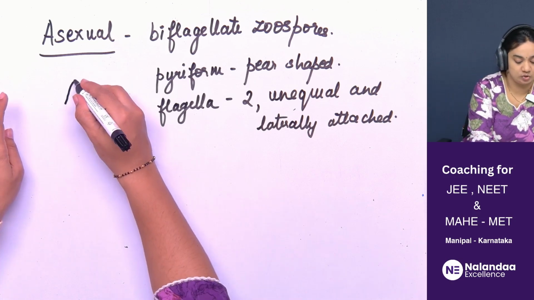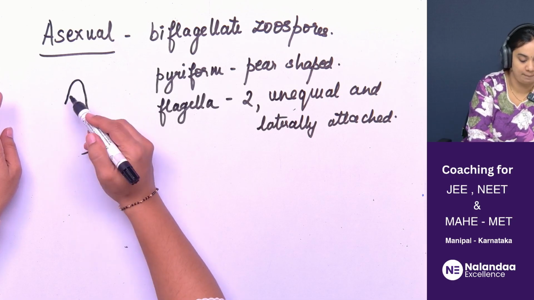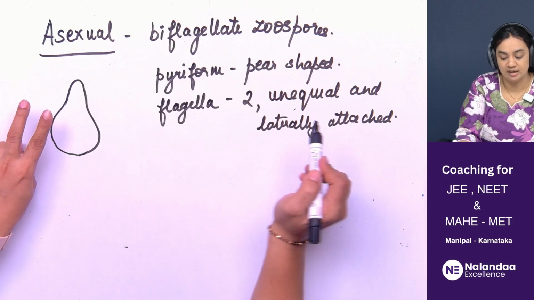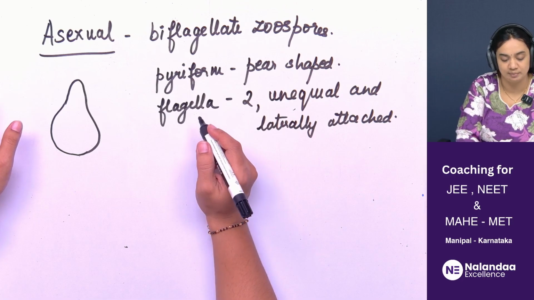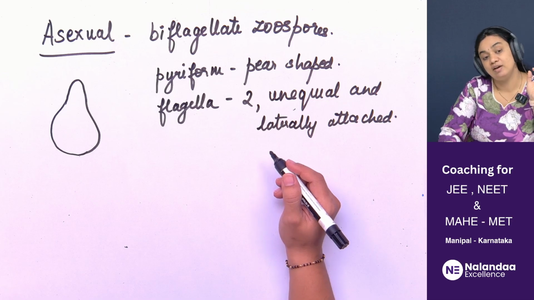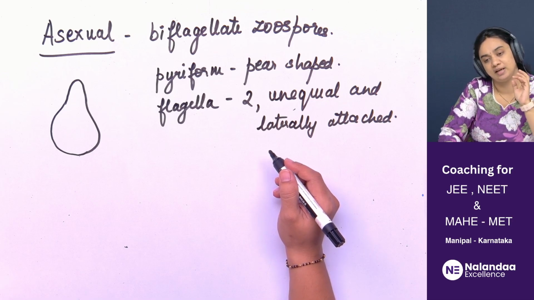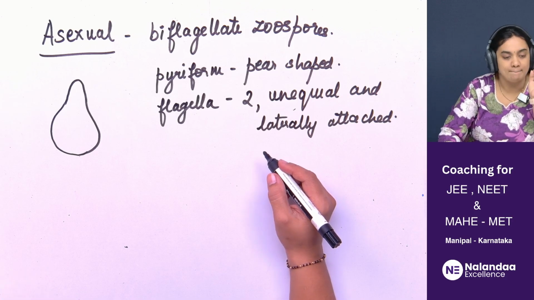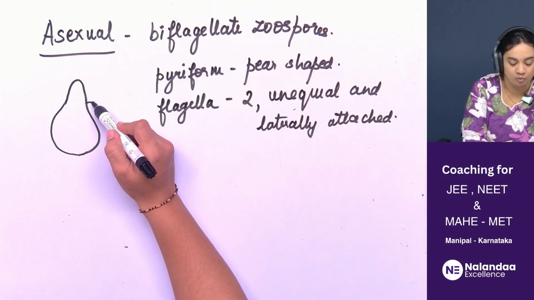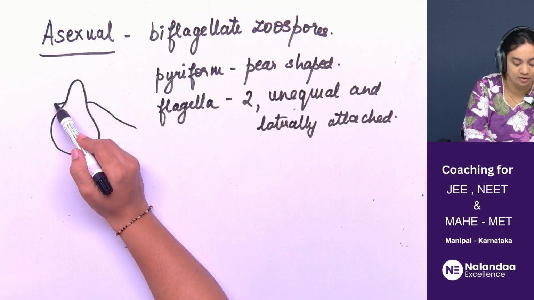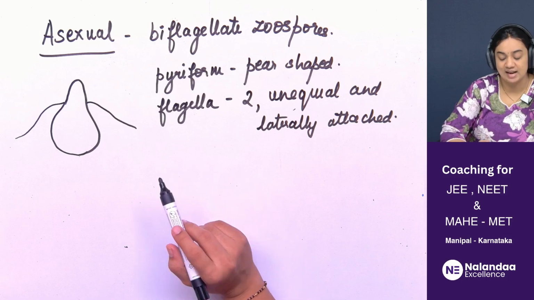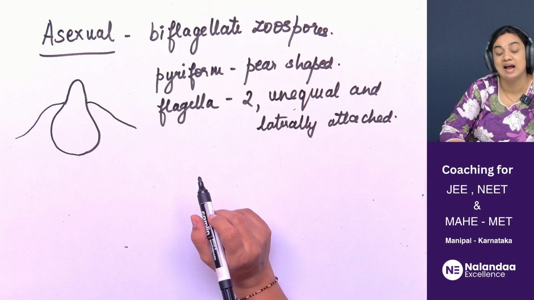The spores are pyriform or pear shaped. Okay, pear shaped spores, and the flagella are 2 in number, unequal and laterally attached. What does unequal mean? They do not look similar. For example, in case of Chlorophyceae, I said flagella are 2 to 8, equal and apical, which means all flagella look similar. But in this case, they are unequal and laterally attached. What is laterally? One on this side and the other on the other side, or both could be present on one single side. Okay, so this is laterally attached flagella.